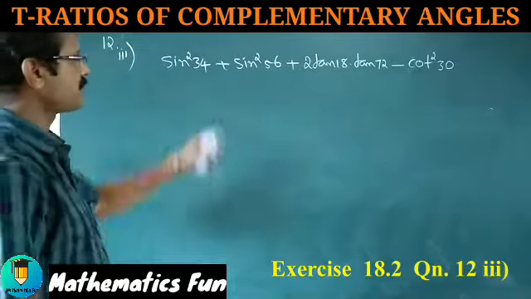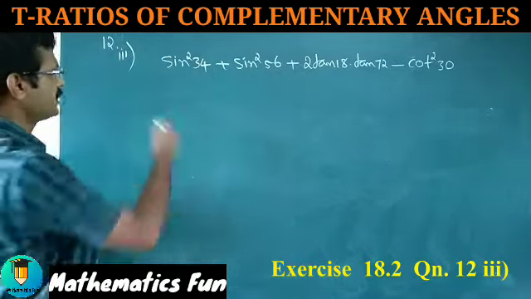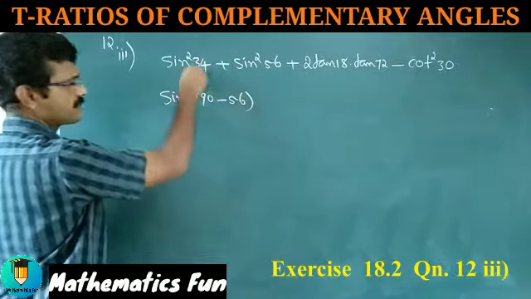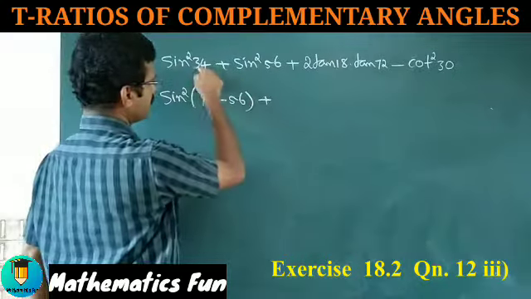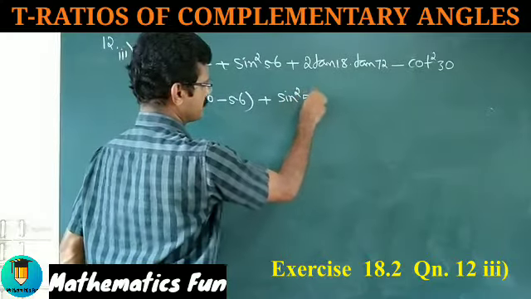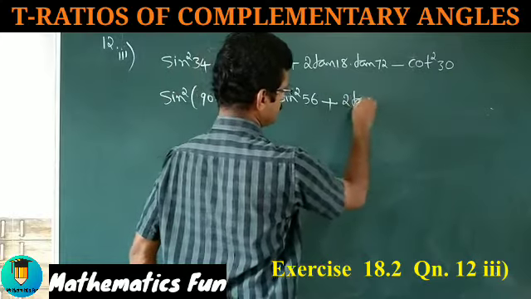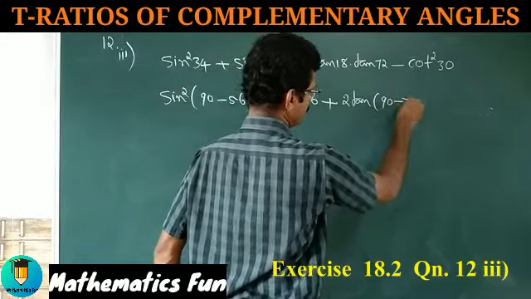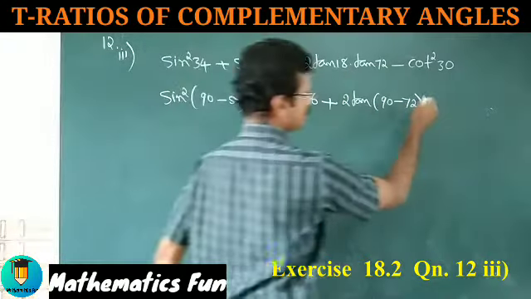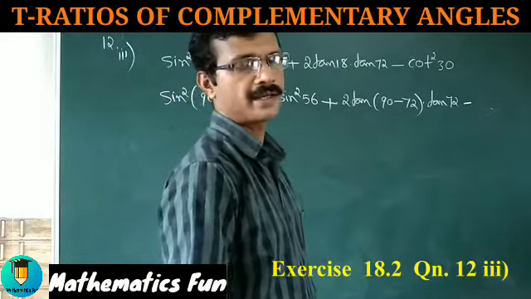So in a similar way we will try to change one angle in terms of the other. 34 I can change in terms of 56. I can write sin square 90 minus 56, and 90 minus 56 is 34. So I converted this into 56 form. Now don't change this, sin square 56 plus. Now here 18 I can change as 90 minus 72, and don't change the 72, tan 72.